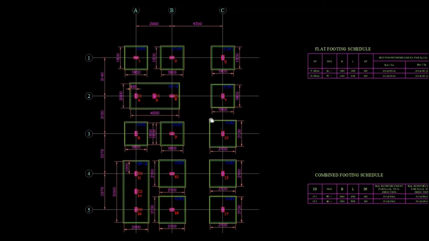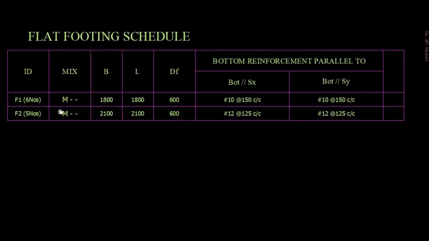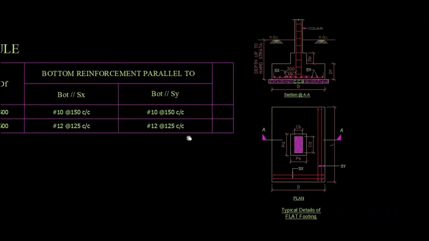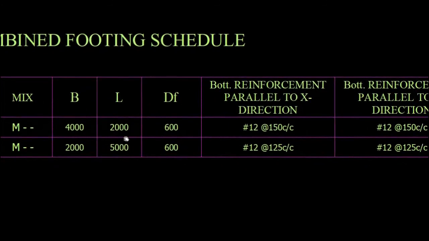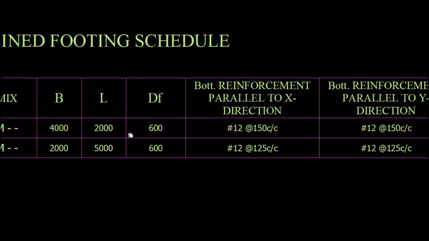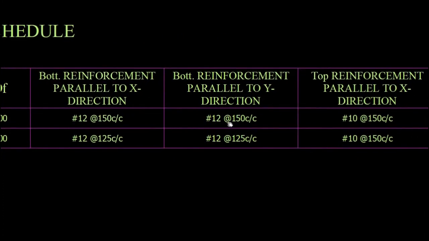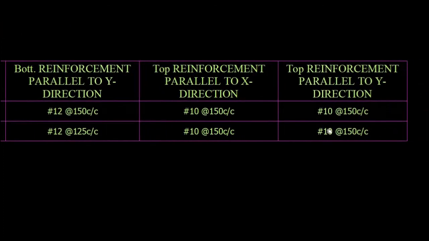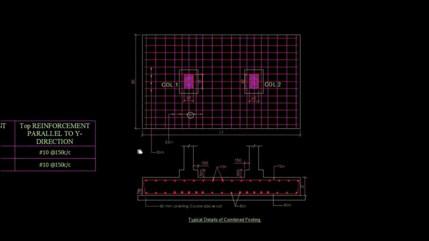This is the combined footing layout. This is the flat footing schedule, F1, F2, with size of the footing and reinforcement of the footing. This is the typical section of footing. This is the combined footing schedule. Here it is showing CF1, CF2 sizes as per the Excel file data. This is the bottom reinforcement of the combined footing. This is the top reinforcement of the footing. This is the typical section of combined footing.